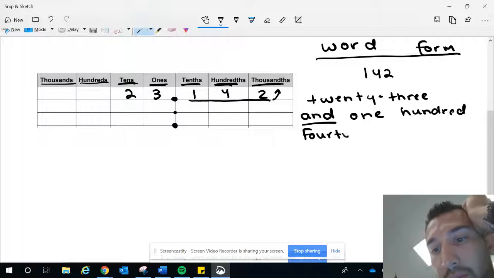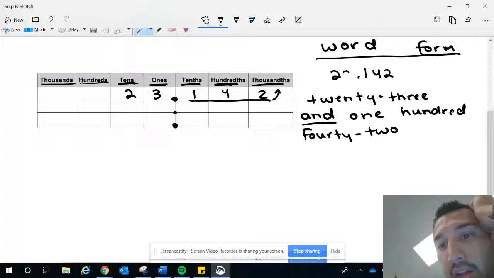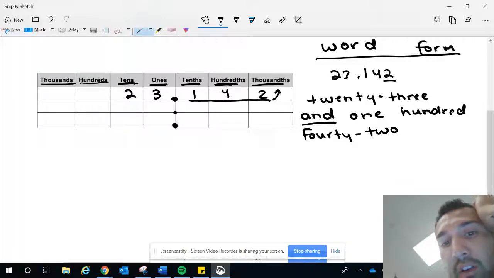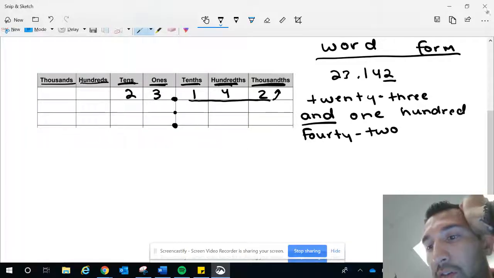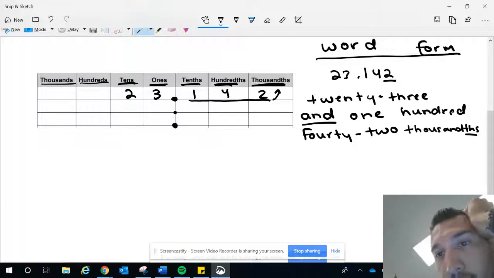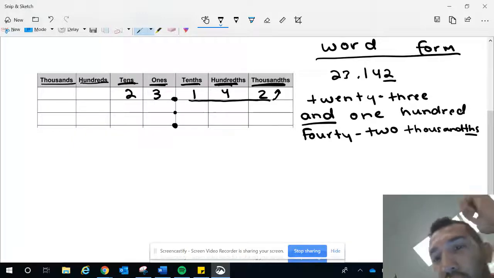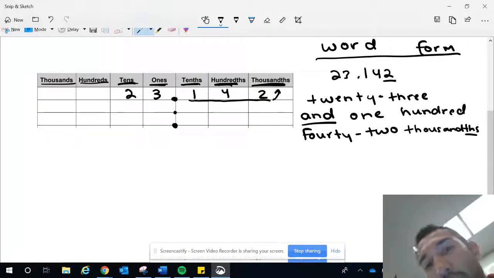140. Here comes a hyphen. 2. Now I'm going to put it back there. What place does my 2 land on? It lands on the thousandths. So that's how I finish the word form. Thousandths, remember, T-H-S. So that's word form. How you say it is how you write it down, and that takes a little bit of practice.